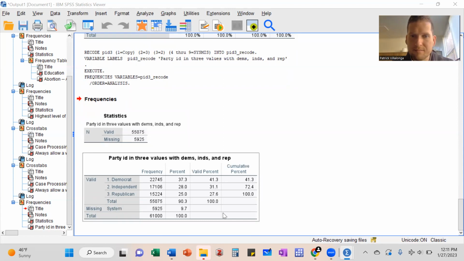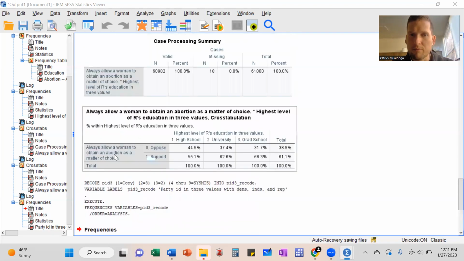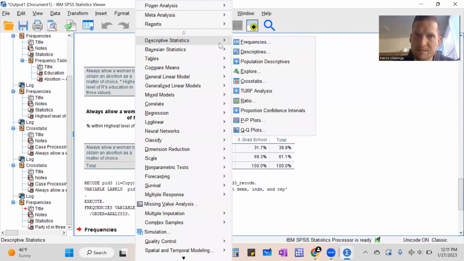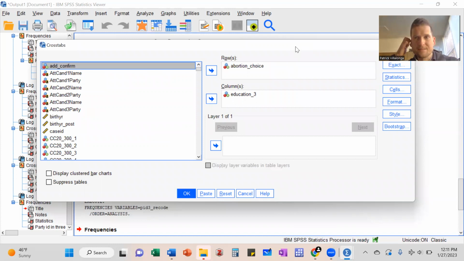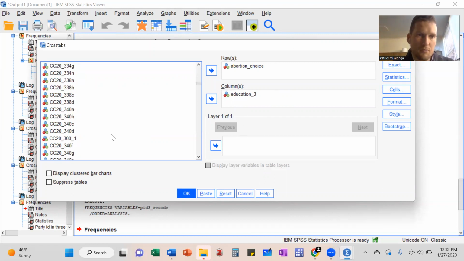To add this party ID variable to this crosstab, I'm going to go to Analyze, Descriptive Statistics, and Crosstabs. As you remember from the last video on crosstabs, the cause, in this case education, goes in the column section. The effect, attitudes towards abortion, goes in the rows. That third variable goes in this layer. I'm going to go down to my party ID, the PID3 recode.